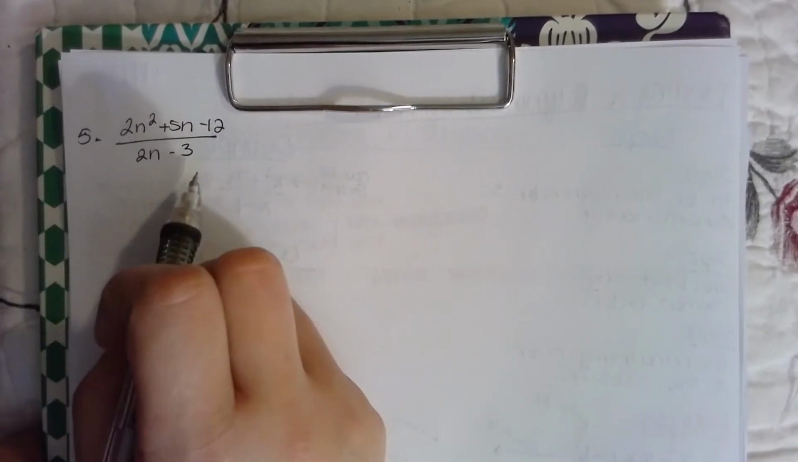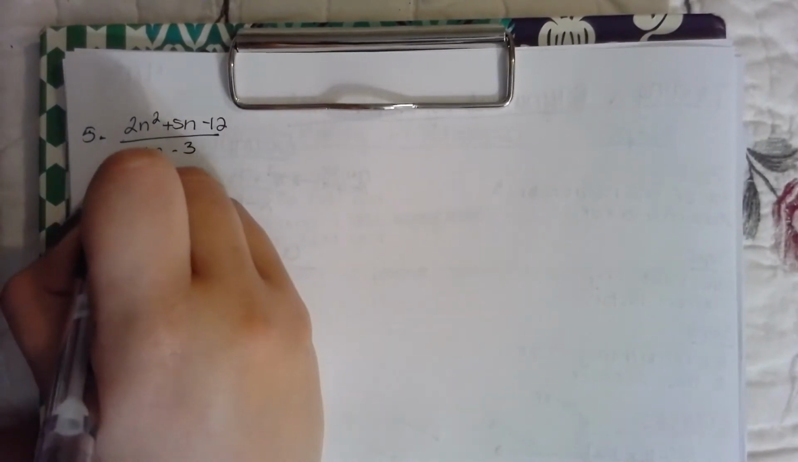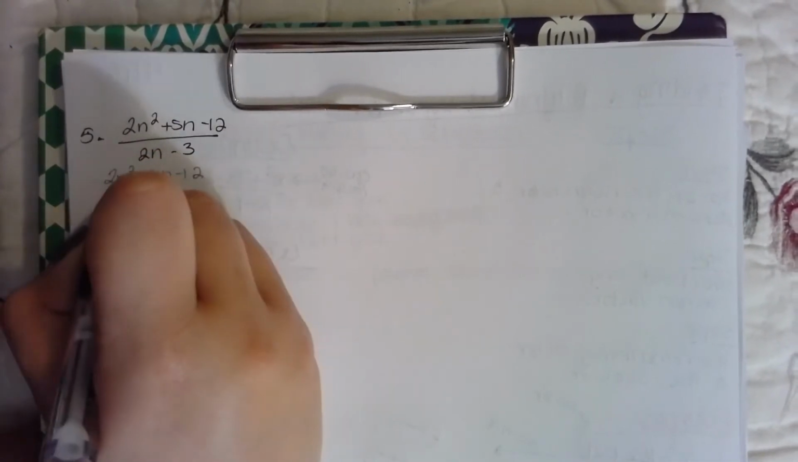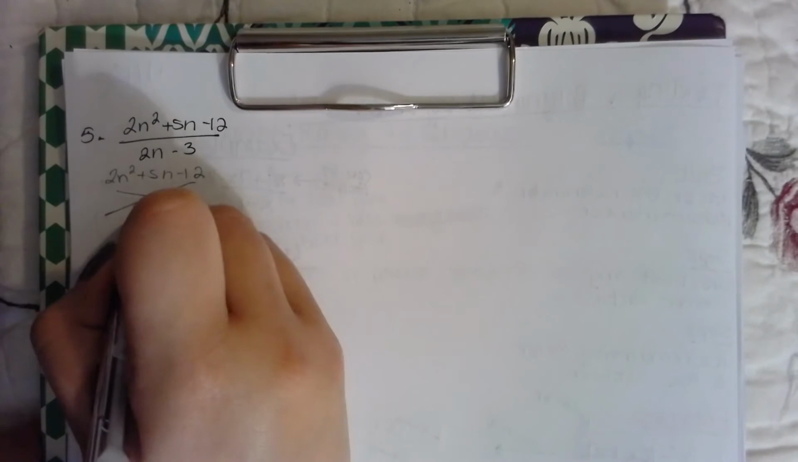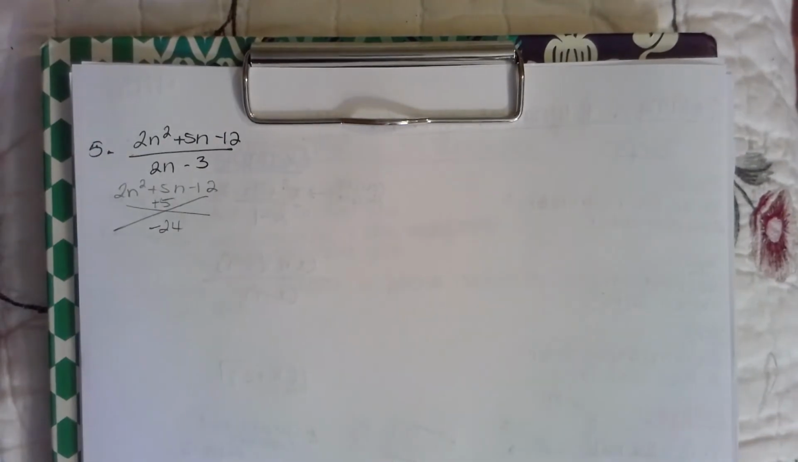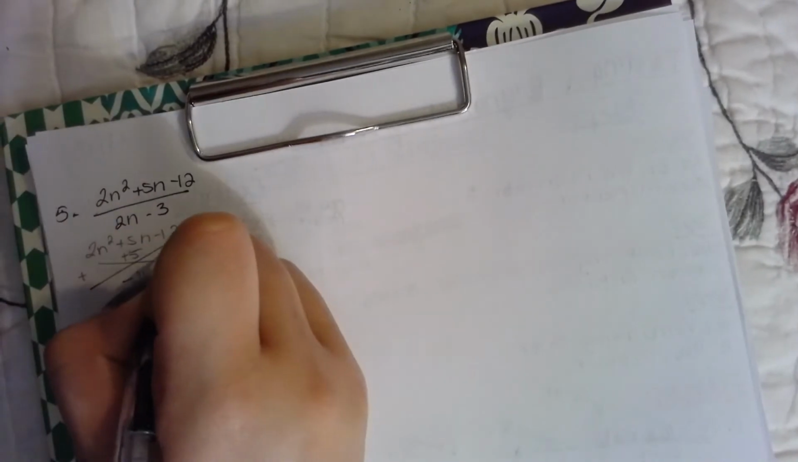Alright, so we have to factor that trinomial. 2 times a negative 12 is a negative 24. Bring down the positive 5. So since that 24 is negative, that means we need 2 numbers that multiply to give you a negative 24. To get a negative 24, you need 1 positive, 1 negative. Since that 5 is positive, that means that your bigger number is going to be positive and your smaller number is going to be negative.